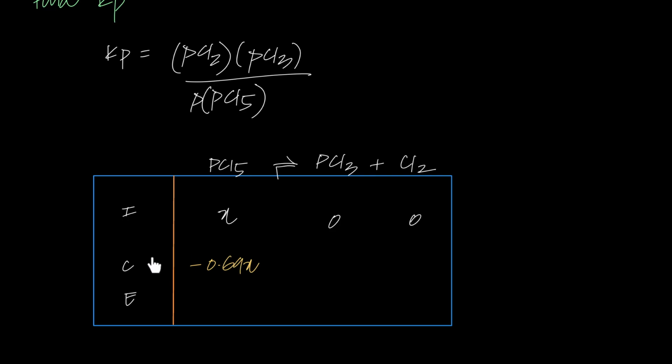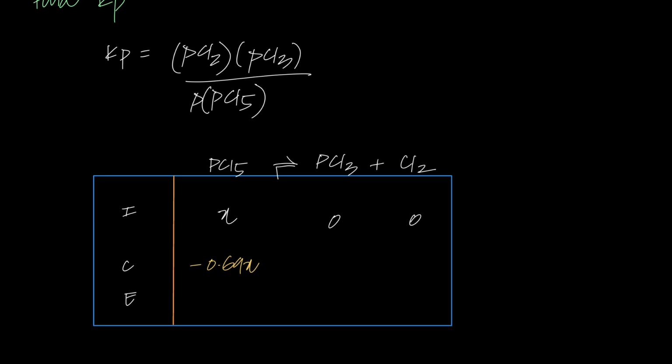69% is the change. And what's the change? Let's suppose the initial amount was 5, and I say it changes by 69%. So 5 times 69%. That's what you would have done. But now I'm saying that the initial moles are X. So what would the change be? It would be 69% of X, and put a negative sign because it's reactive. It's going to be used up.